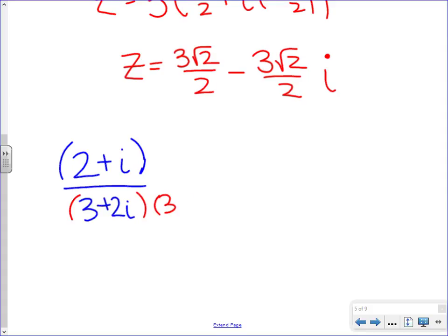We would have to multiply by 3 minus 2i. So you'd have to multiply by the conjugate of the denominator, multiply everything out, and then simplify. We did that back in chapter 2. A lot of work, right? At least for this one, this is like 2 multiplication problems and then you have to simplify.